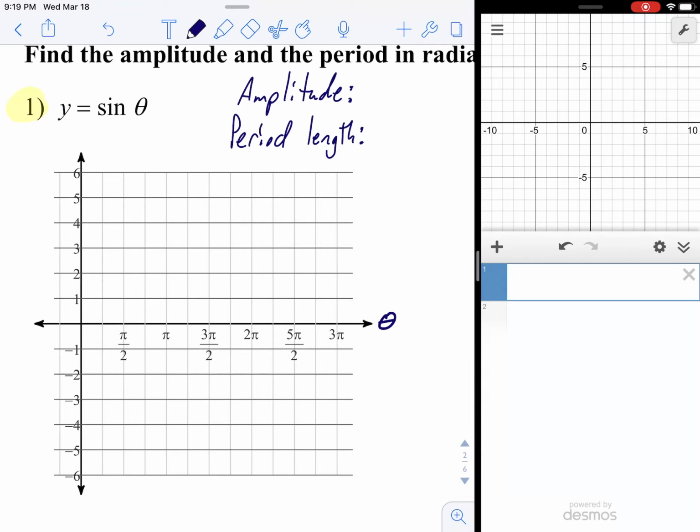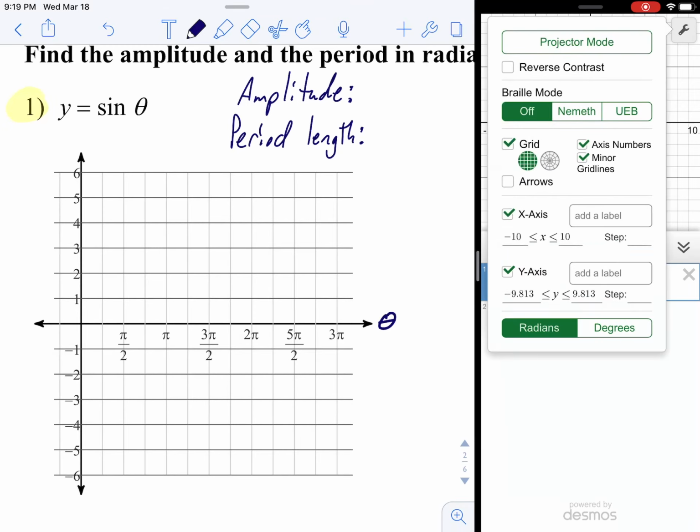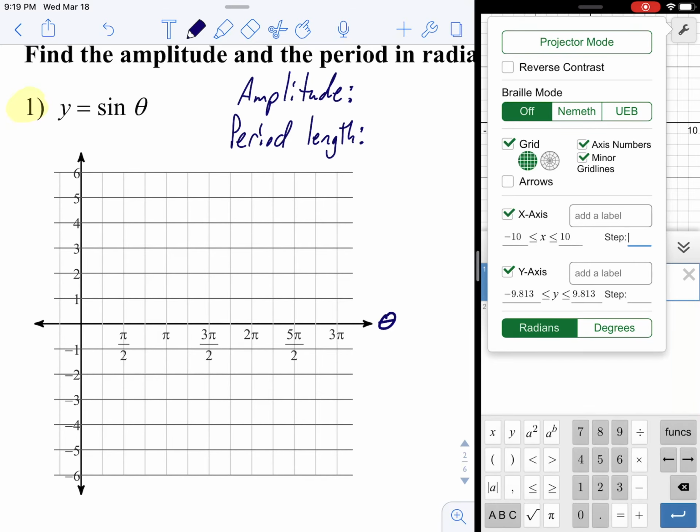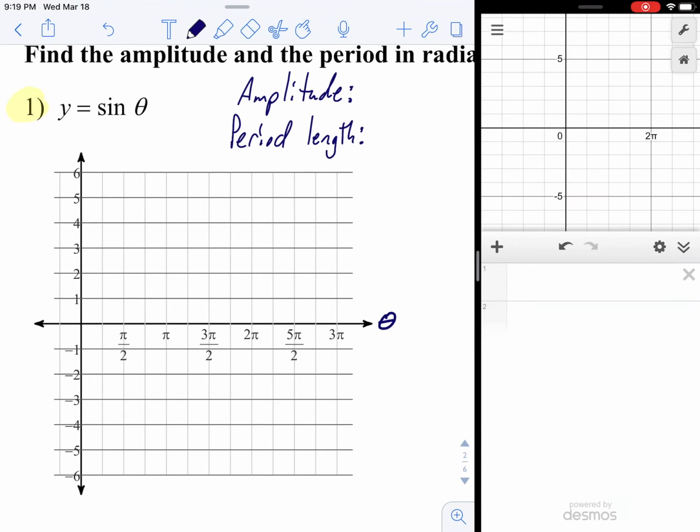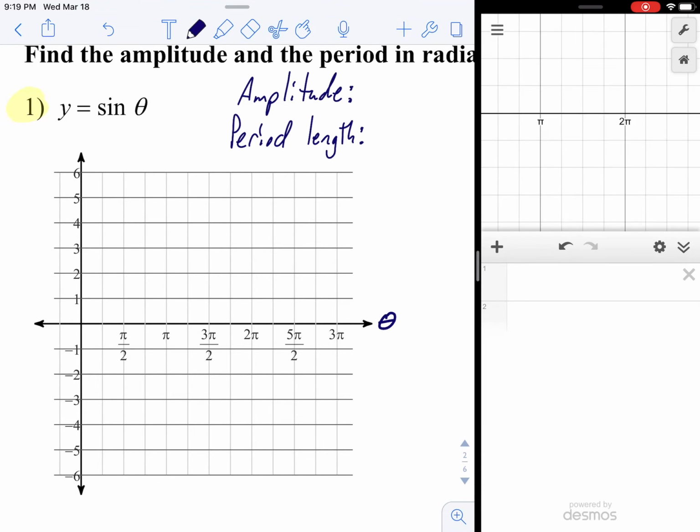But before we get to it, I'm going to go to Desmos. I'm going to hit the little wrench up here. I want to make sure that I'm in radians. And then you see here in the middle, x-axis step. I'm going to tell it to make the step pi. Since we're doing everything in radians, look what that does. It gives me increments of pi on the x-axis.